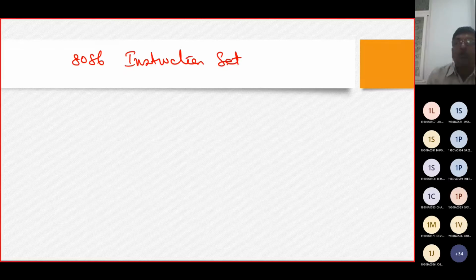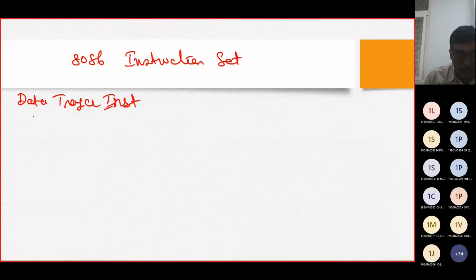So we will now discuss the 8086 instruction set. In this 8086 instruction set, we will have the very first model. We call it data transfer instructions. The very first word we are going to call here is data transfer instructions.